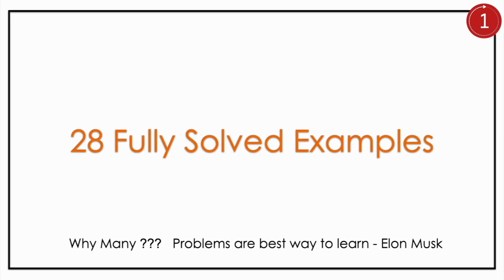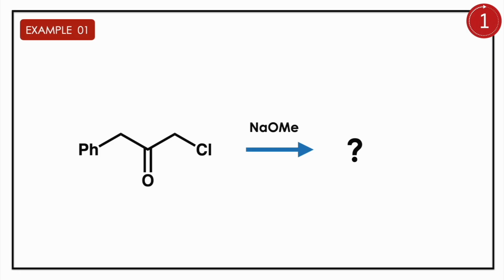Then we are getting into the important category, solved examples. We solved almost 28 examples fully with mechanism, to help you to understand the concepts better. You may wonder why so many, because problems are the best way to learn. It will give a different perspective and complete understanding.